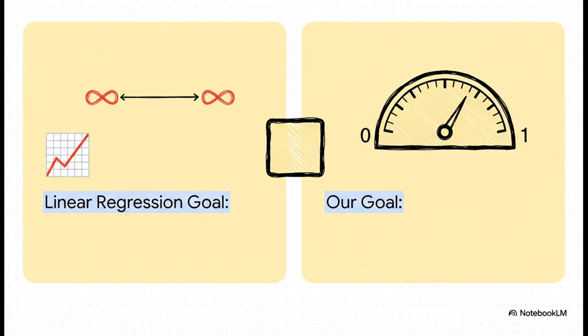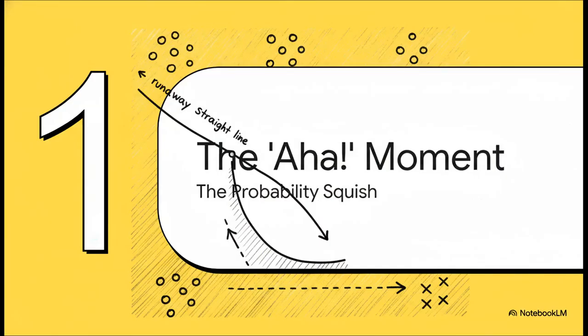So here's the fundamental mismatch, right here on the screen. Linear regression is built to predict something along an infinite line, but our problem only has two answers. What we really need is an output that acts like a probability. A clean, sensible number that stays between 0 and 1. And this brings us to the aha moment, the truly elegant solution, logistic regression. Now, don't let the name fool you. Despite having regression in its name, it is an absolute master of classification.